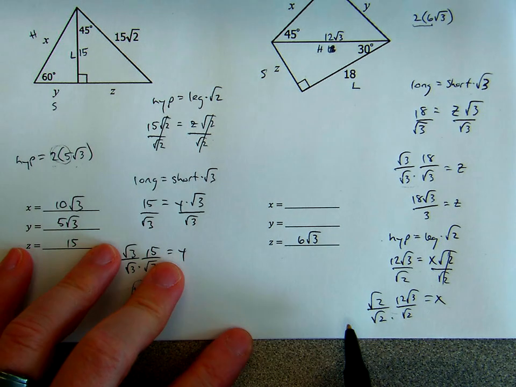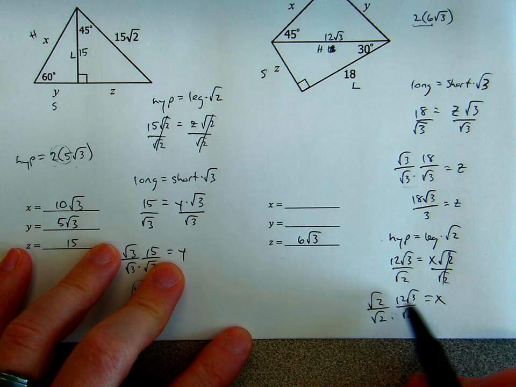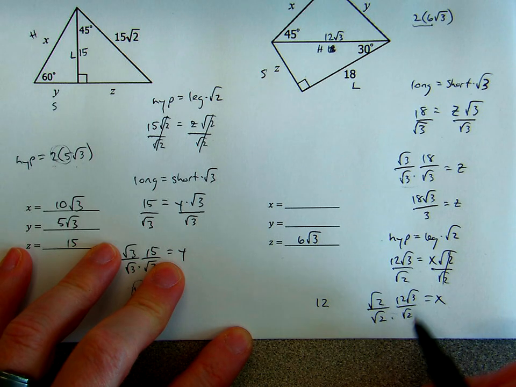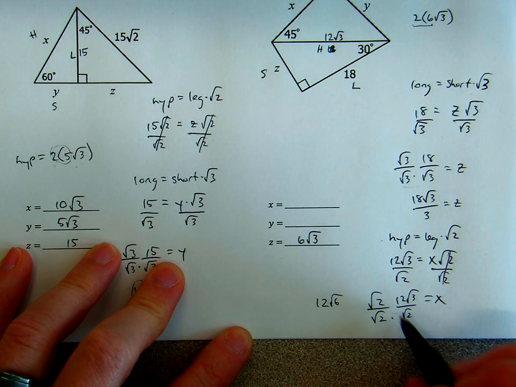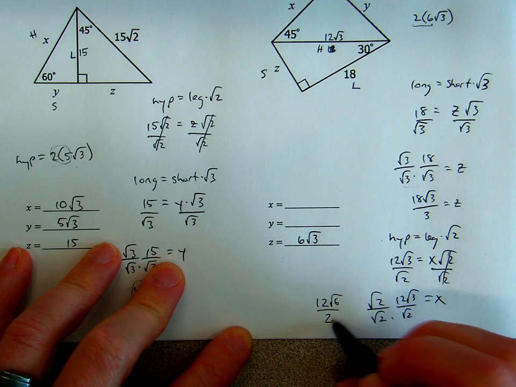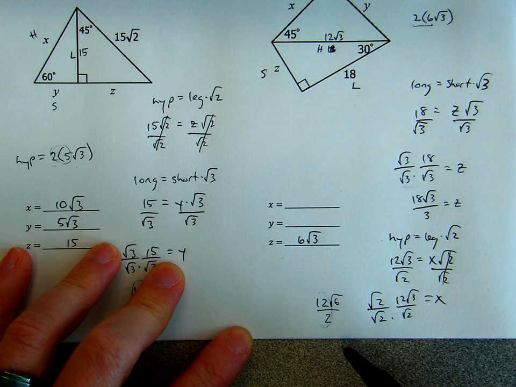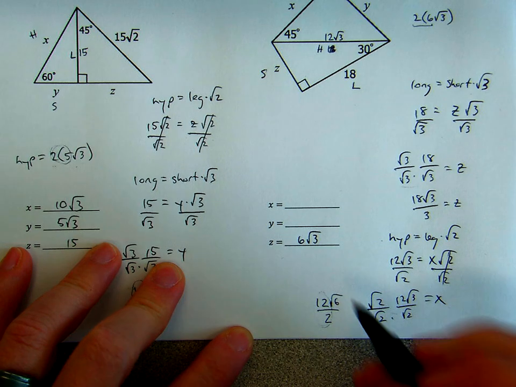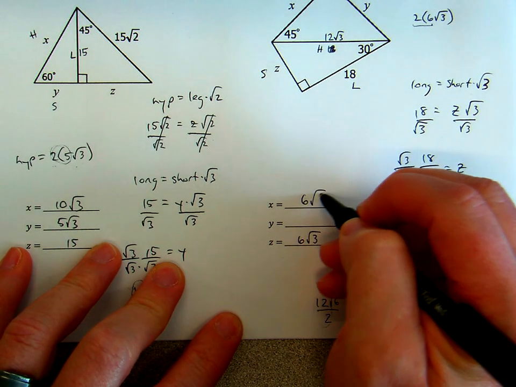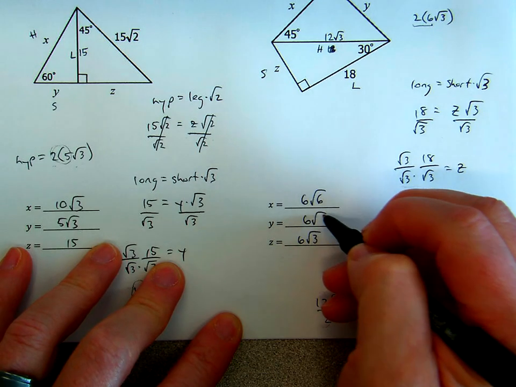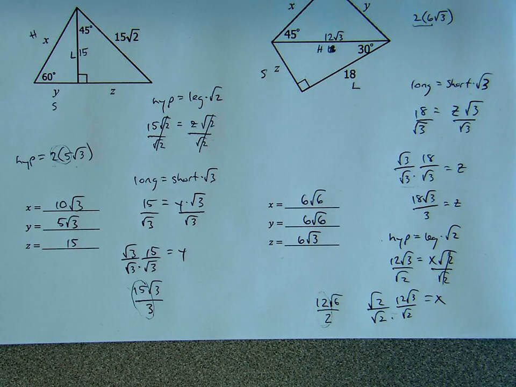So I can multiply these roots together. So I got my 12. Root 2 times root 3 is root 6. Root 2 times root 2 is root 4, which is 2. But then the 12 over the 2 reduces down to 6 root 6. But since x and y are both legs, that means y must also be 6 root 6. Right.